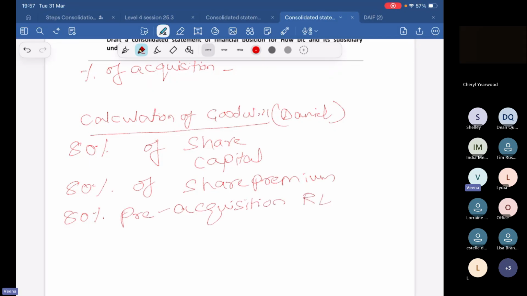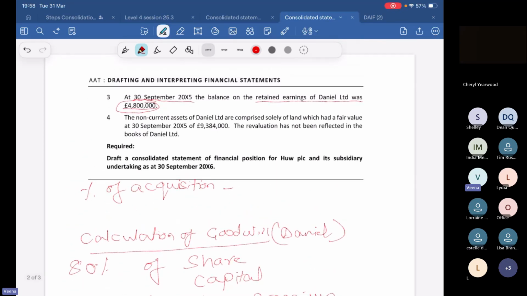I'm seeing RE here. Okay, pre-acquisition. There's one more thing here, guys. Okay, like I said, this is a full-fledged question. There are more transactions which obviously I could not finish, so I did not take this. So here, there is one more thing that they have said.